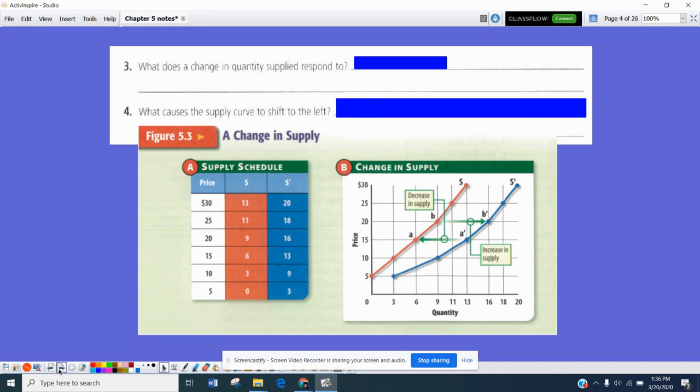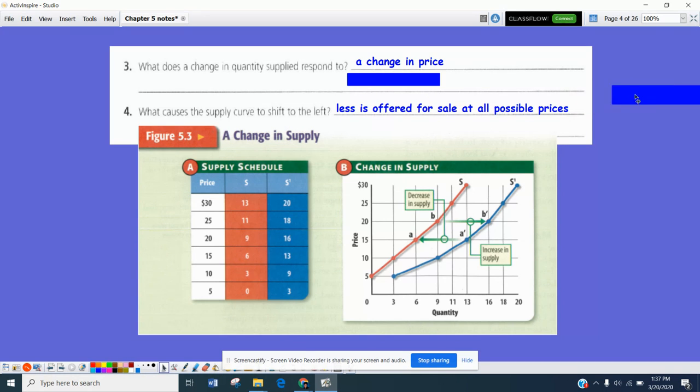But when we talk about the shifting of the supply curve or the change in the supply schedule, we've got to think about one particular thing. Quantity supplied really responds to a change in price. So when price goes up or down, that's going to determine how much is offered for sale at any given price. What might cause the supply curve to shift to the left? Looking at the curve, that would be moving from supply curve one to the new one in red. That means less is going to be offered for sale at all possible prices.